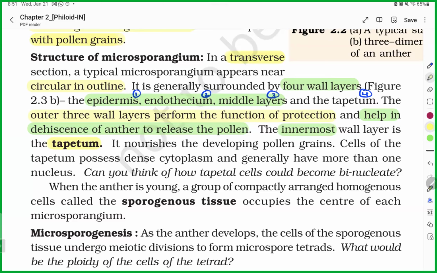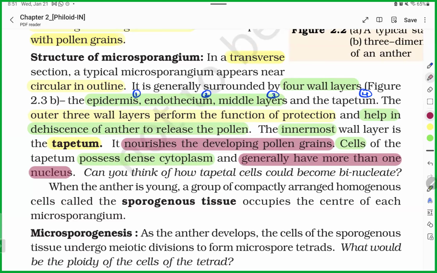What is the role of tapetum? It nourishes the developing pollen grain. And the cells of this tapetum have dense cytoplasm and generally more than one nucleus. Can you think how a tapetal cell could become binucleate? It means the nucleus is dividing, but the cell is not dividing.